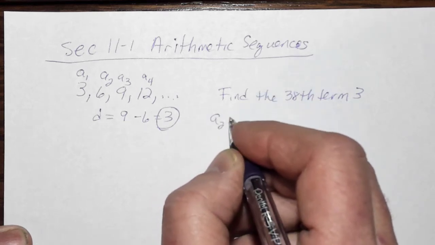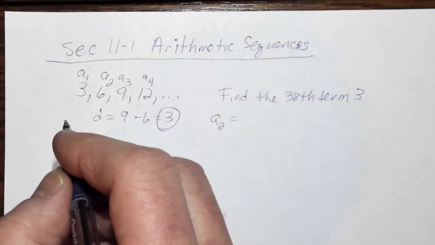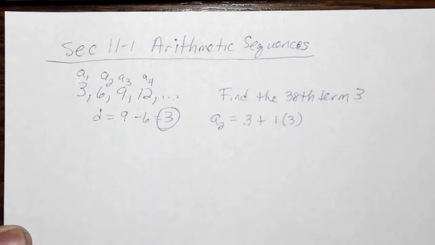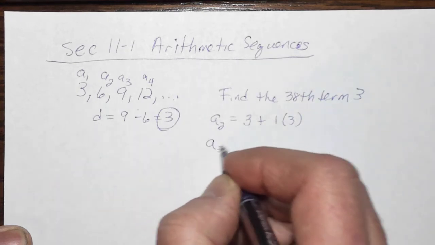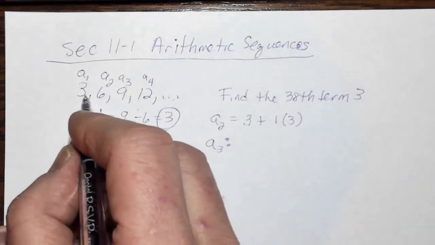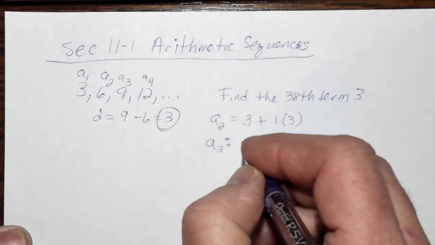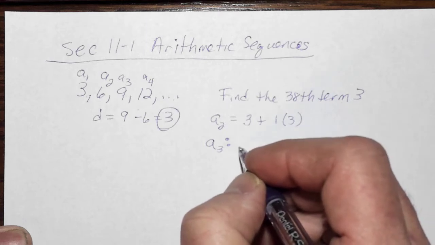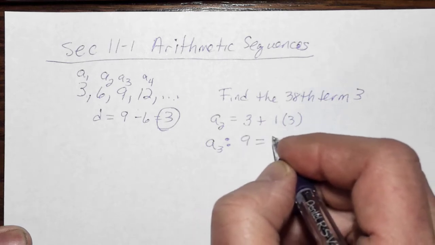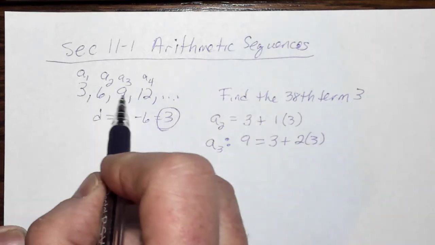If we look at a sub 2, what we did was we added 3 to the first term to find that term. So we did 3 plus 1 times 3. If we look at the third term, we started with the first term, I added 3 here, and then I added 3 again to get the third term. So I found that a sub 3, 9, is equal to the first term plus 2 times 3. I added 3 twice to go from 3 to 9.